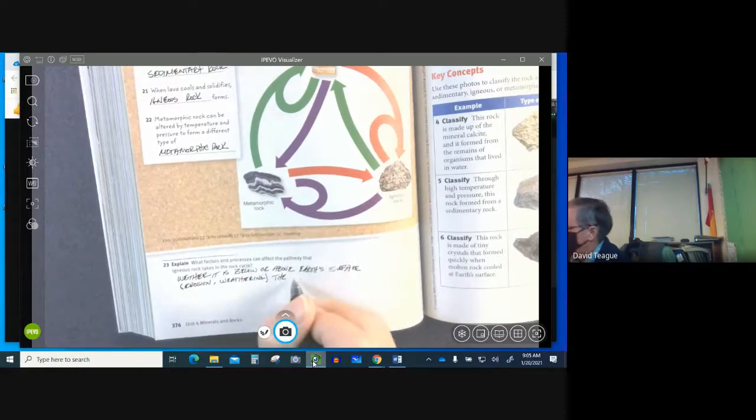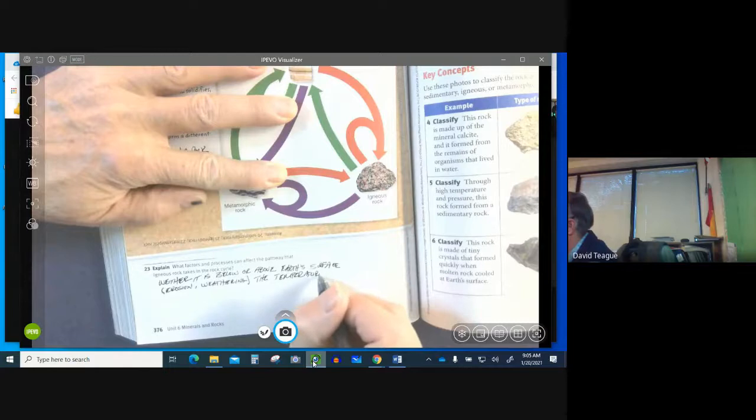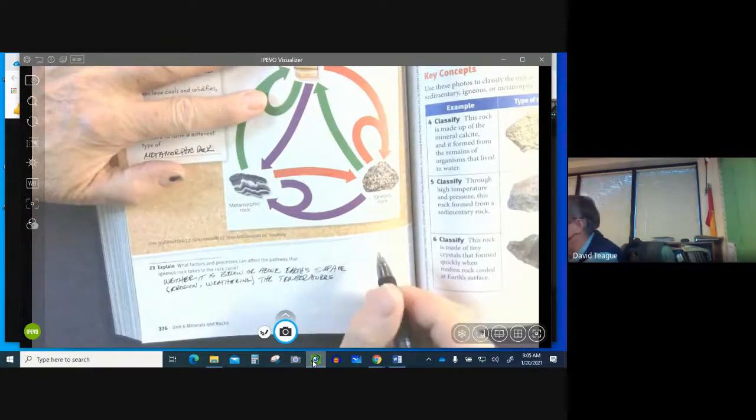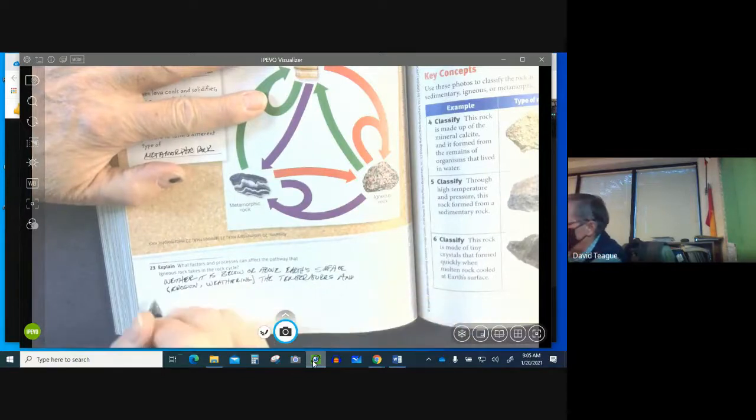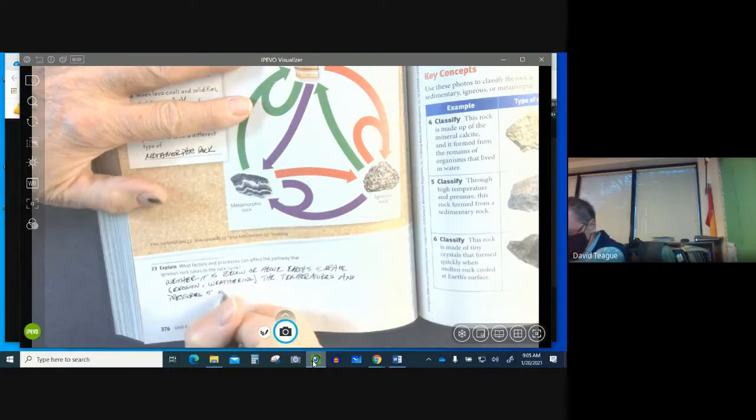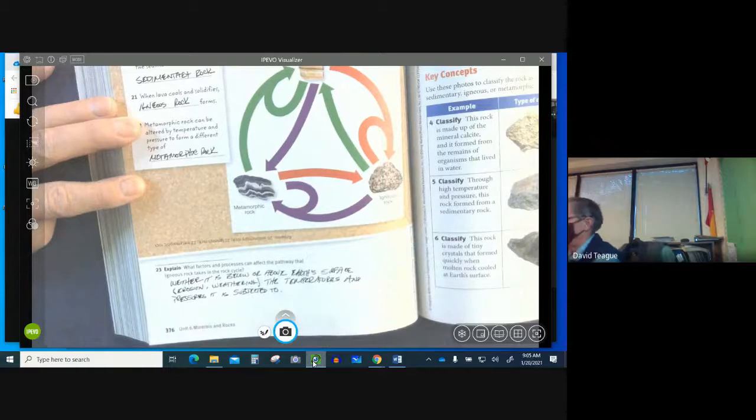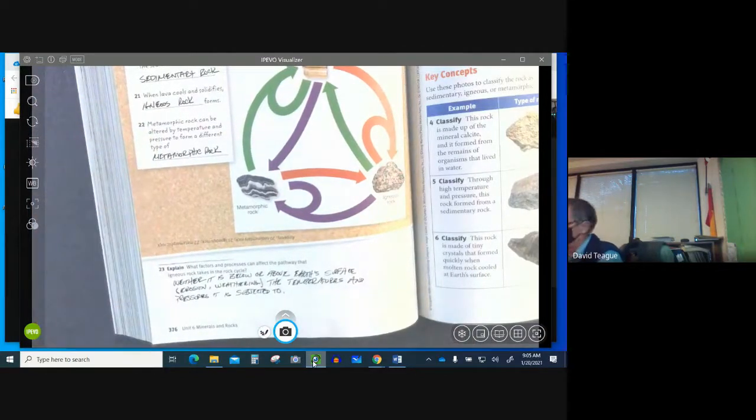The temperatures are hard to write on this curved book. The temperatures and pressures it is subjected to. Okay.